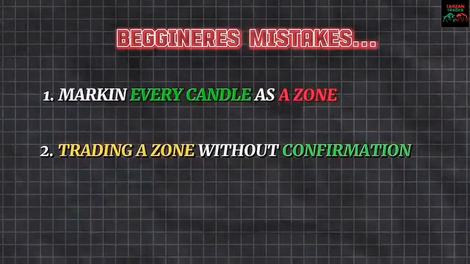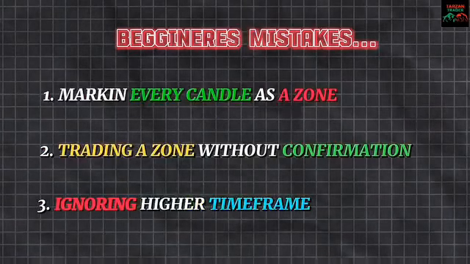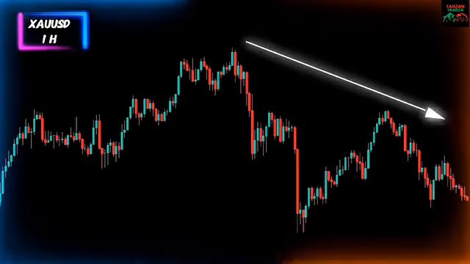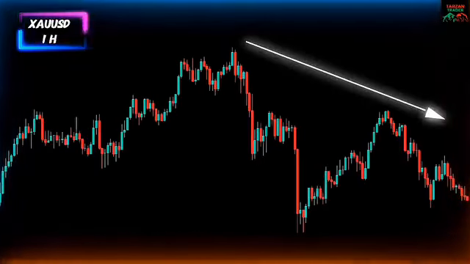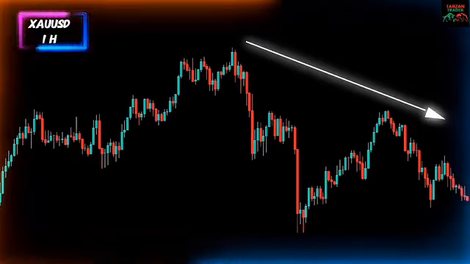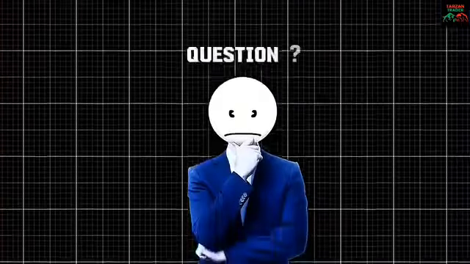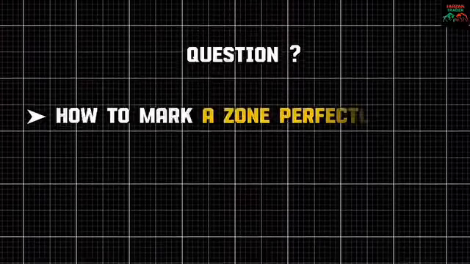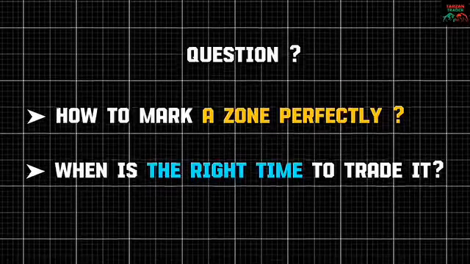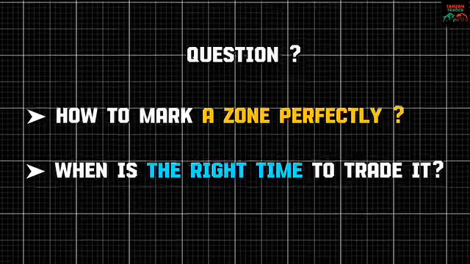Mistake 3. Ignoring higher time frame context. A zone on the 5-minute chart is useless if the higher time frame is moving in the opposite direction. Supply and demand always work better when aligned with the bigger picture. So now the real question is, how do you mark a zone perfectly, and when is the right time to trade it? That's exactly what we're going to break down next, step by step.